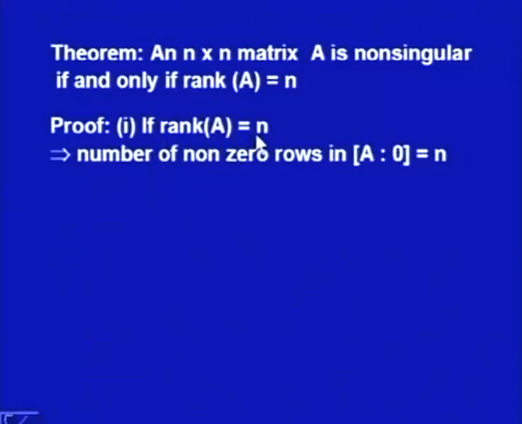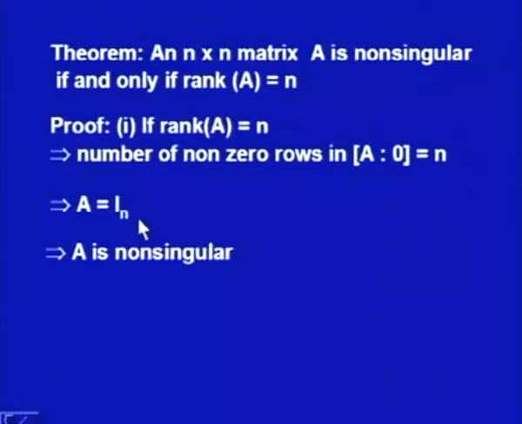Again, if rank of A is equal to n, we have to prove that it's non-singular, and if it is non-singular, then rank of A is equal to n. So we start with the first part. If rank of A is equal to n, that means the number of non-zero rows in this augmented matrix is equal to n. That is how we have defined the rank of A. So the number of non-zero rows in this matrix is equal to n, then A is In. So we can reduce this matrix into echelon form. So A will be In. That's the meaning of rank of A is equal to n.